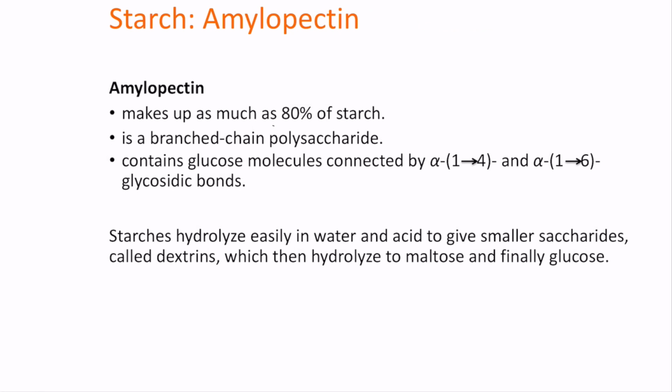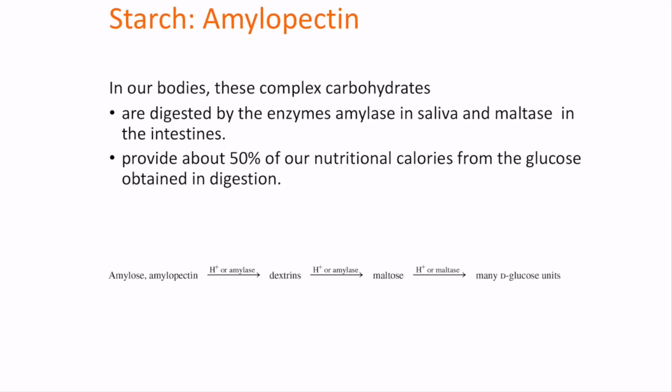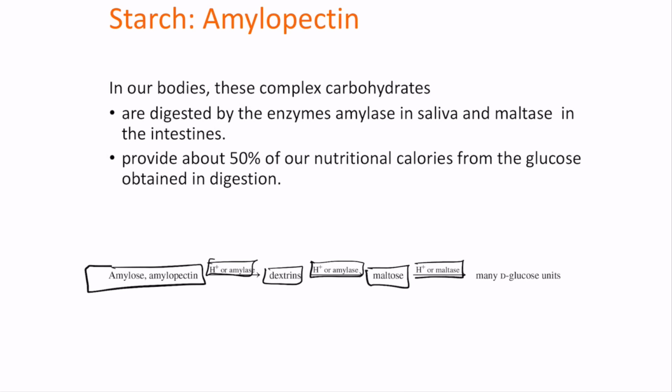Amylopectin makes up 80% of the starch, and it's a branched chain polysaccharide containing glucose molecules connected by alpha 1 to 6 and alpha 1 to 4 bonds. Starch in general hydrolyzes easily in water and acid to give smaller saccharides called dextrins, which then hydrolyze to maltose and finally convert into glucose. So you start with amylopectin. The enzyme amylase splits it to form dextrins, and amylase again splits it into maltose. Then the enzyme maltase splits it into many glucose units.